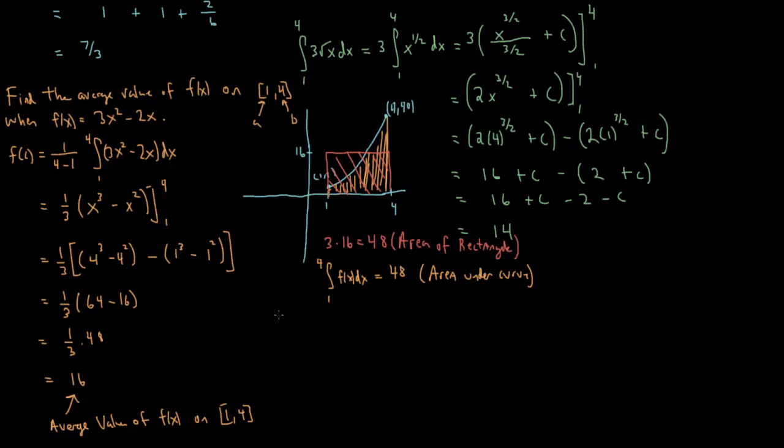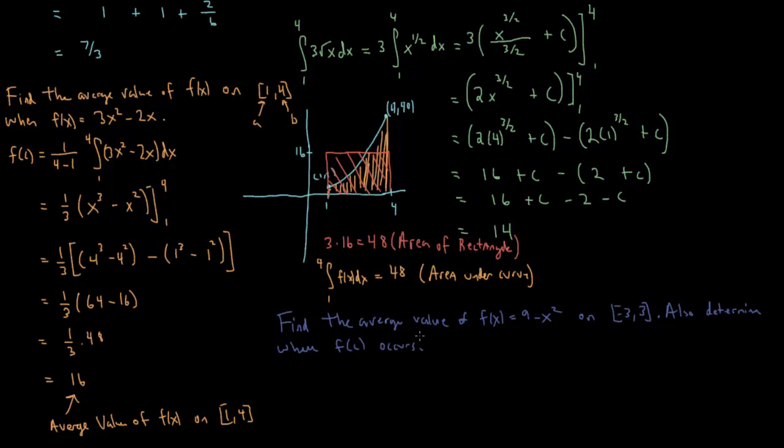All right, so let's look at a very similar example. Let's find the average value of f of x equals 9 minus x squared. So f of x is 9 minus x squared. Find the average value of f on the interval from -3 to +3. And let's also determine where f of c occurs. That is, find the x value where f of c occurs.